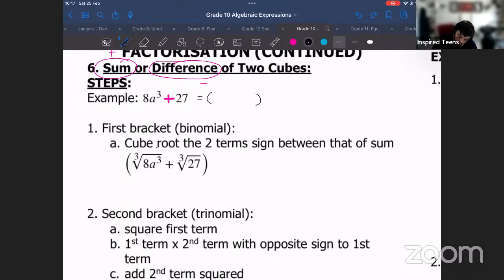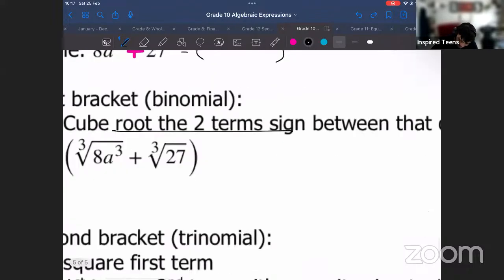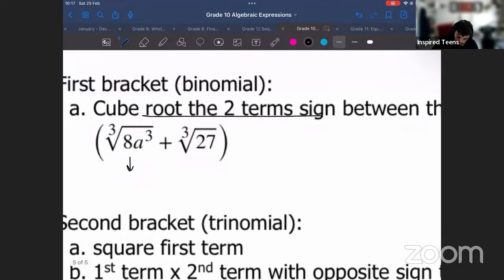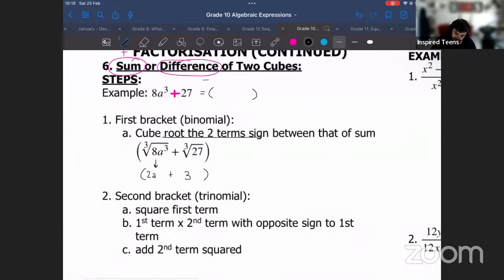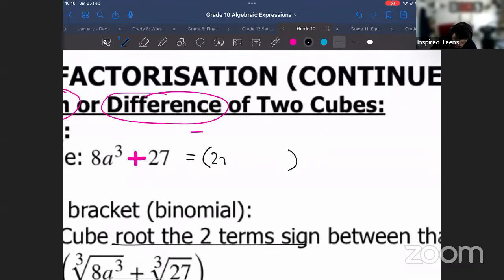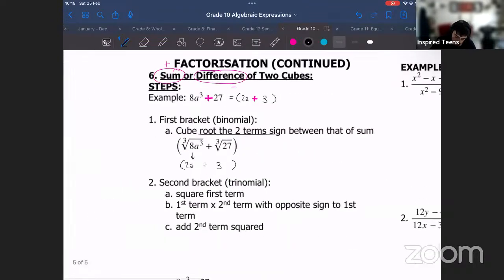Now, as you can see, cube root the two terms. So you cube root each term. Obviously, you don't have to show each step, you're going to do it in one go. When I cube root 8a cubed, I cube root the number first. Cube root of 8 is 2. And when I cube root a cubed, it's just a. Then the cube root of 27 is simply 3. So I'm left with 2a plus 3. So that's what they're telling us to do. It's a binomial. How do you form that binomial? You cube root each term and you keep the sign the same. 2a plus 3. All right, first bracket done.